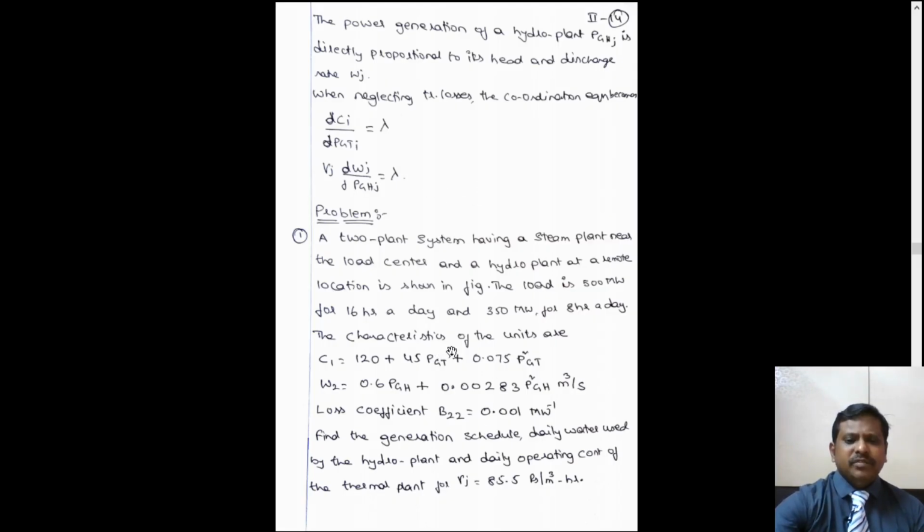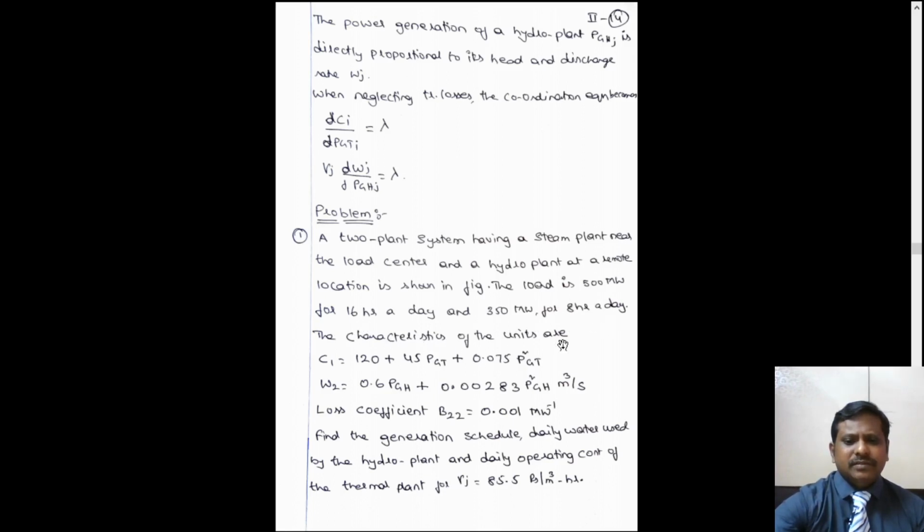So this is the problem. A two plant system having a steam plant, which means a thermal power plant near the load center, and a hydro plant at a remote location as shown in the figure. The load is 500 megawatt for 16 hours and 350 megawatt for 8 hours a day.